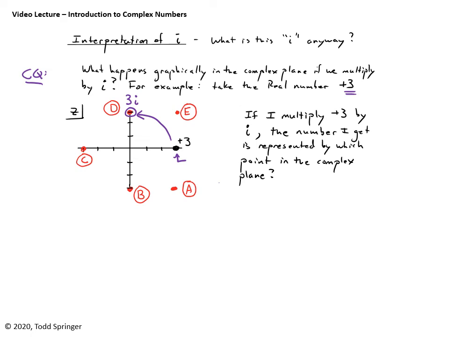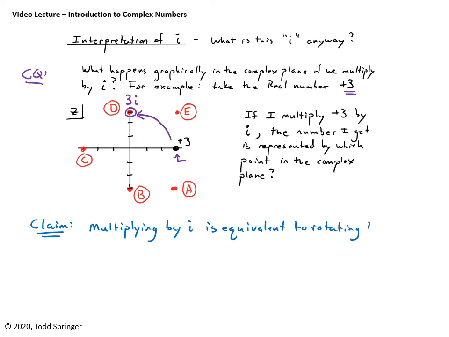And now I'm going to make a claim to you that this is always true. And by that I mean multiplying by i is the same as rotating by 90 degrees in this plane. So multiplying by i is equivalent to rotating by 90 degrees in this plane.